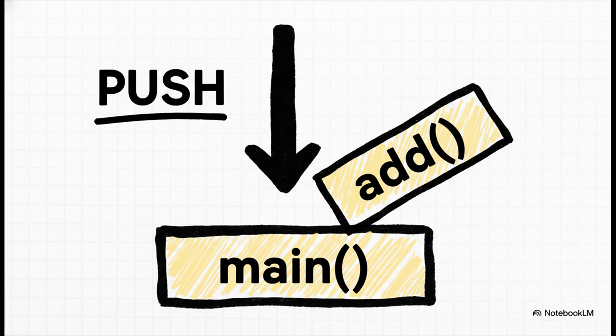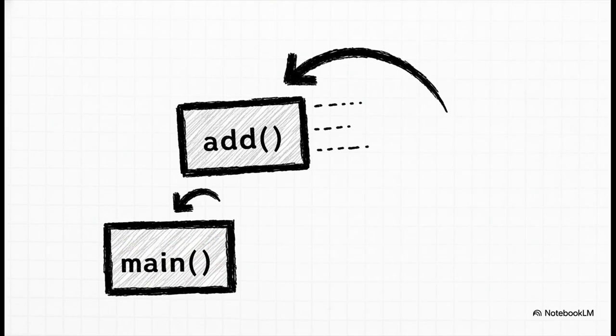This is our new top plate. The program totally pauses what it was doing in main, and its entire focus is now on running the code inside this new add frame. So once add finishes its job and returns a value, it's done. Its stack frame gets popped right off the top of the stack and just disappears. And just like that, control goes right back to the main frame, which can now pick up exactly where it left off.